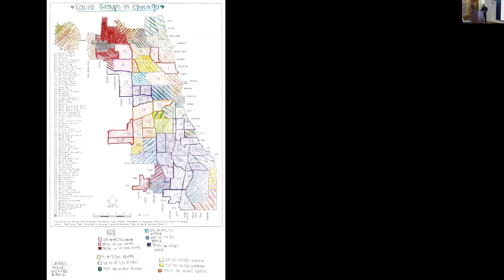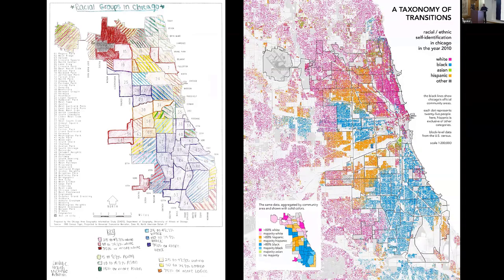So what I came up with instead used points like this. Each of these little dots represents 20 people. The colors here show the standard racial ethnic categories of the census. And to me, this was a clearly better map because it showed people instead of shapes. It showed segregation much more starkly.